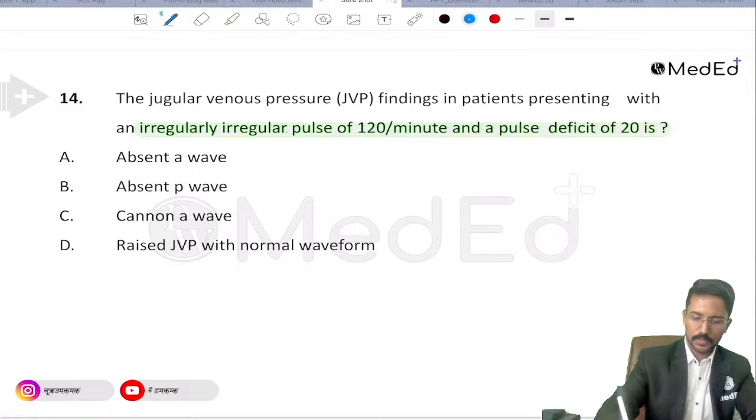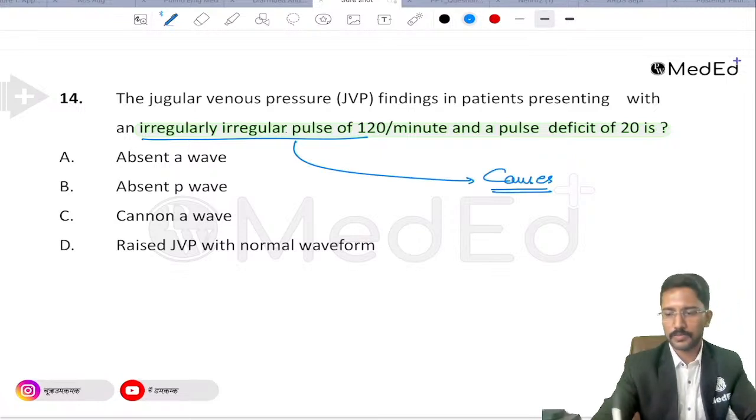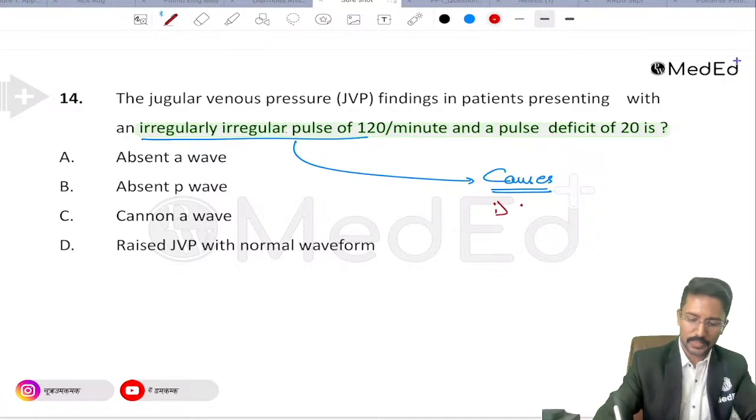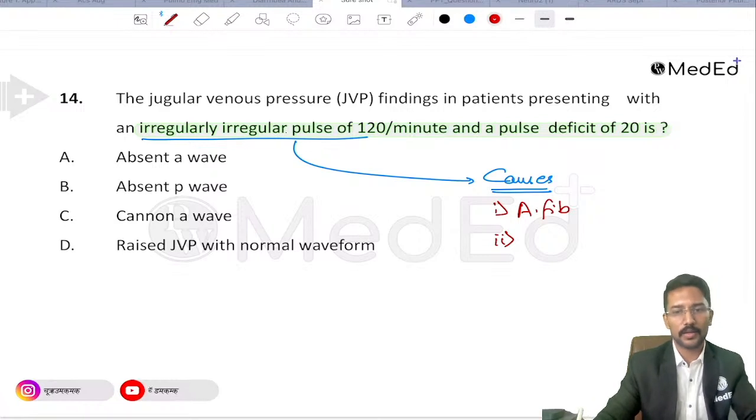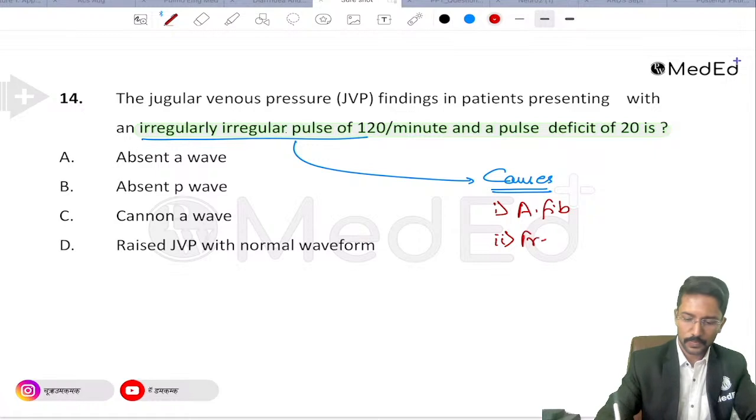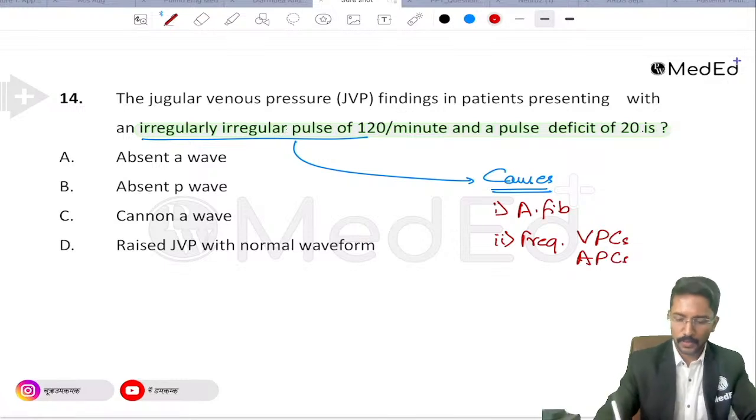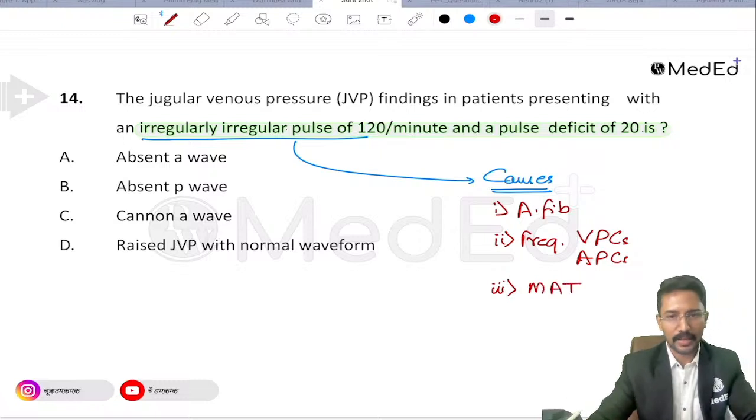See, causes for irregular pulse. What are the causes you can think of? The first thing that should come to your mind is atrial fibrillation. Can those patients who have frequent ventricular or atrial ectopics have an irregular pulse? Yes, frequent ventricular premature contractions and atrial premature contractions, they can. Patients with multifocal atrial tachycardia can also have an irregular pulse.